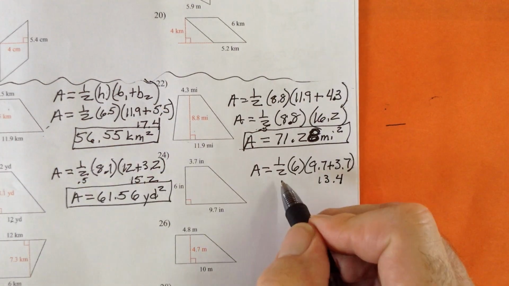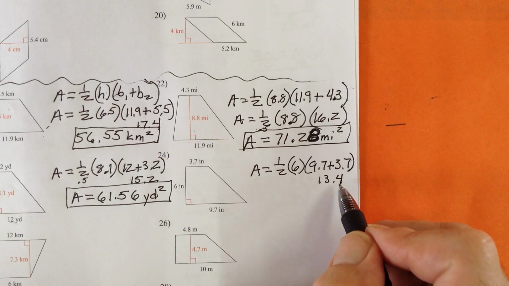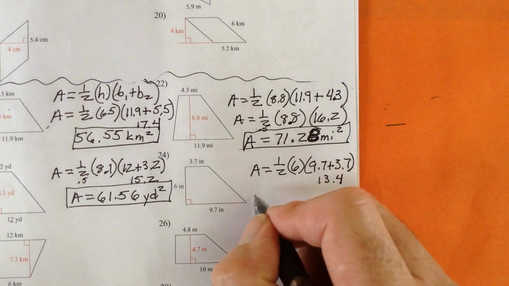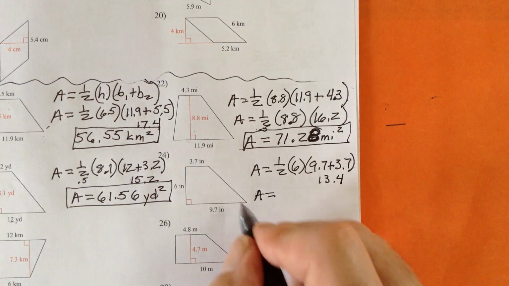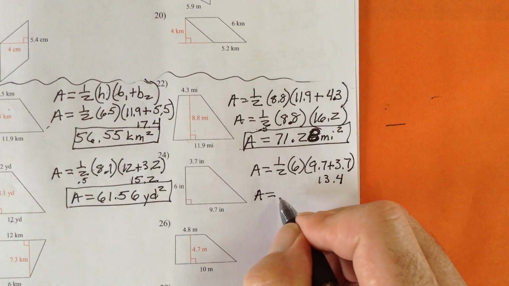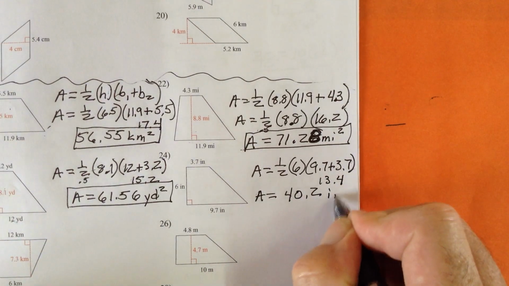And then I go 0.5 times 6 times 13.4, or you can go 13.4 times 6 divided by 2, and you're going to end up with, let's see, this is 24, so I got 40.2 inches squared.